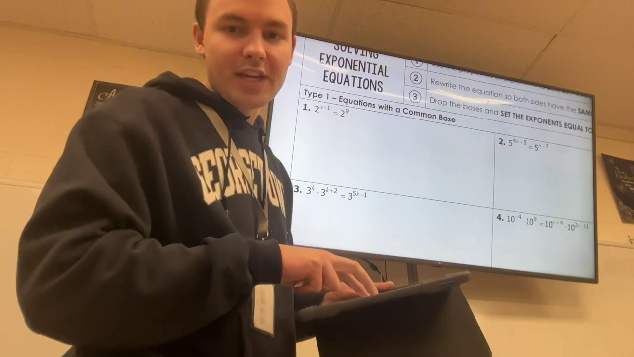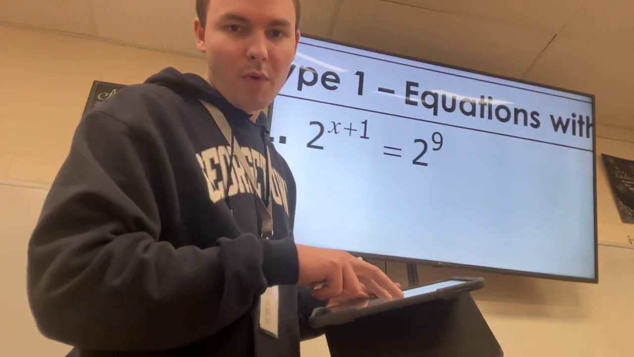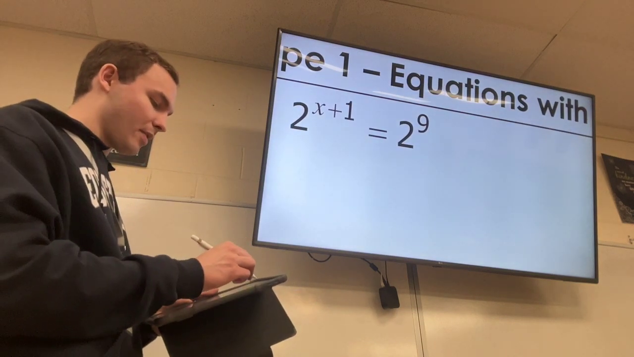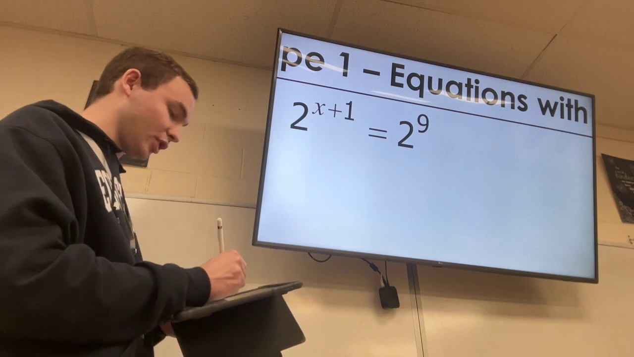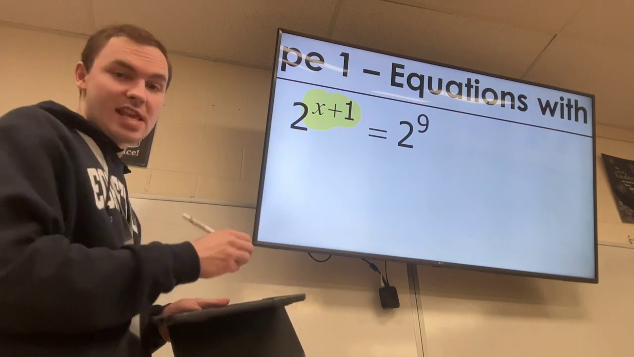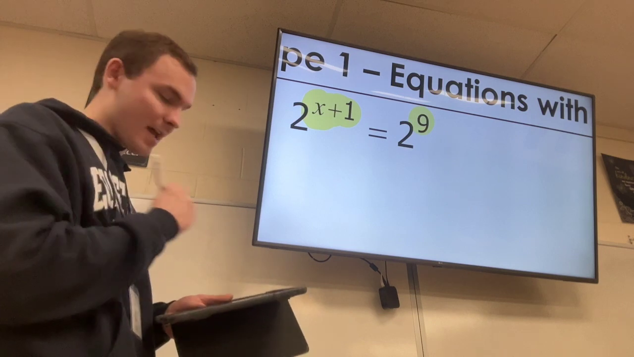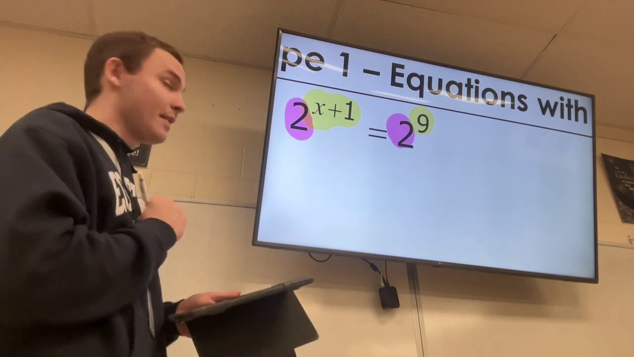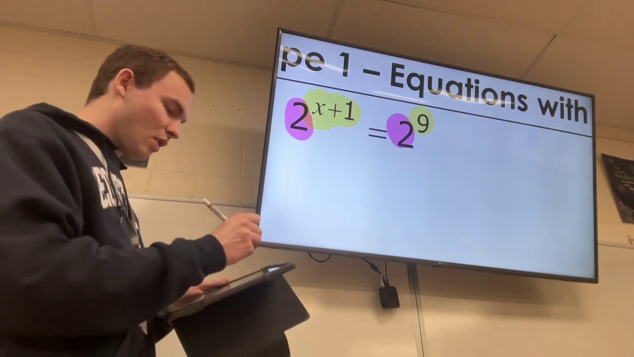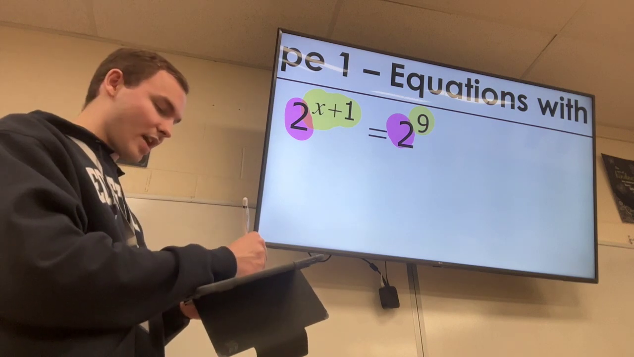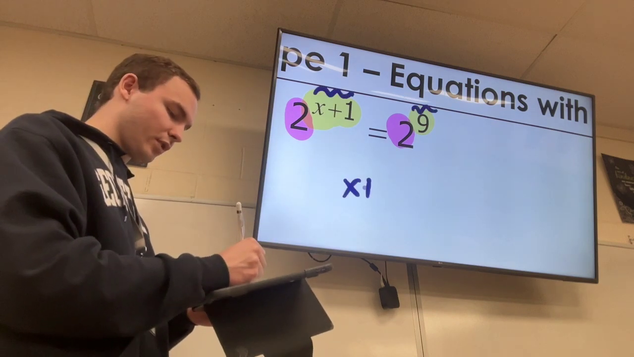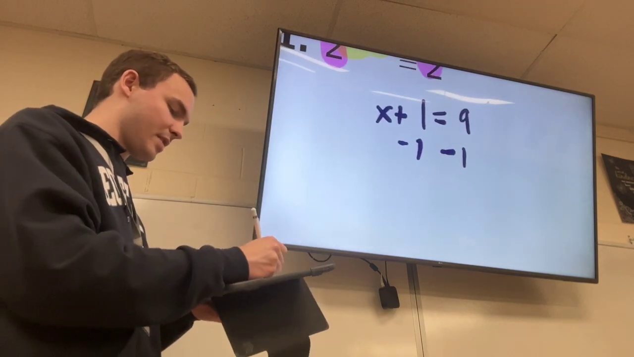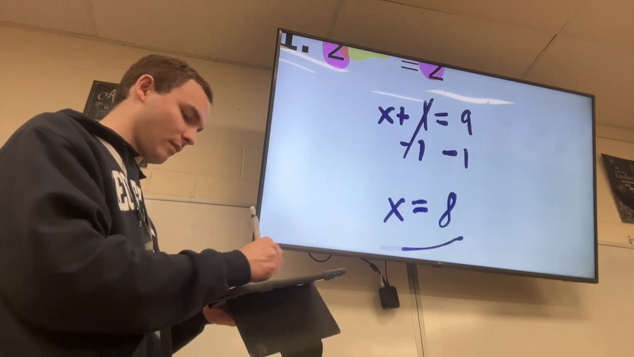First is equations. Let's look at number 1. We want to solve this equation for x. X is part of the exponent. It's 2 raised to the x plus 1 equals 2 raised to the 9. Our bases, the number that's not the exponent, are the same. They're both 2. When that's the case, this is easy money. We just take the 2 exponents and set them equal to each other. x plus 1 equals 9, and to solve for x, I subtract 1 from each side. So I get x equals 8.